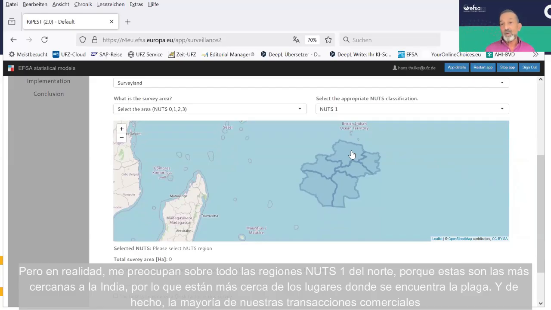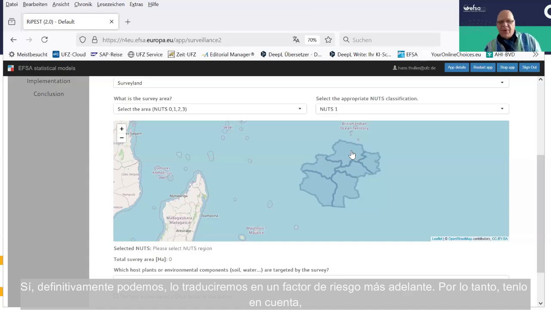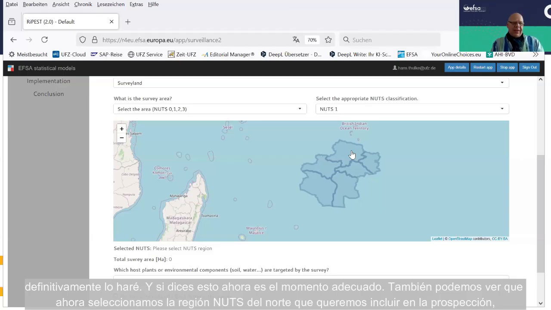And actually, most of our trading centers, we could say airports, international airports and ports, are located there. So I'm mostly worried about these places, and I don't know, can we look at them or consider them more carefully? Yeah, we can. Definitely. We will translate this into a risk factor later. So keep in mind, we definitely will do this.